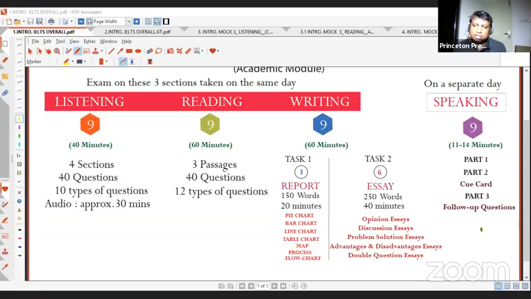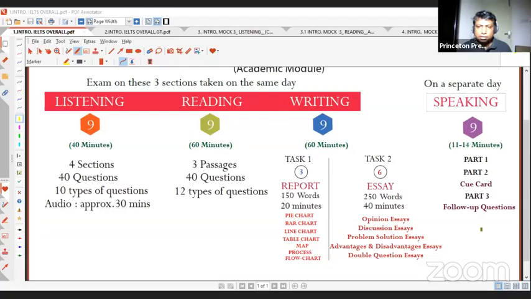The first part is 4 to 5 minutes, the second one 3 to 4 minutes, and the last part is also around 4 to 5 minutes. Part 3 is follow-up questions. It's based on the kind of topic you have discussed with the examiner on your cue card. So the third part is kind of an extension of questions on the cue card.